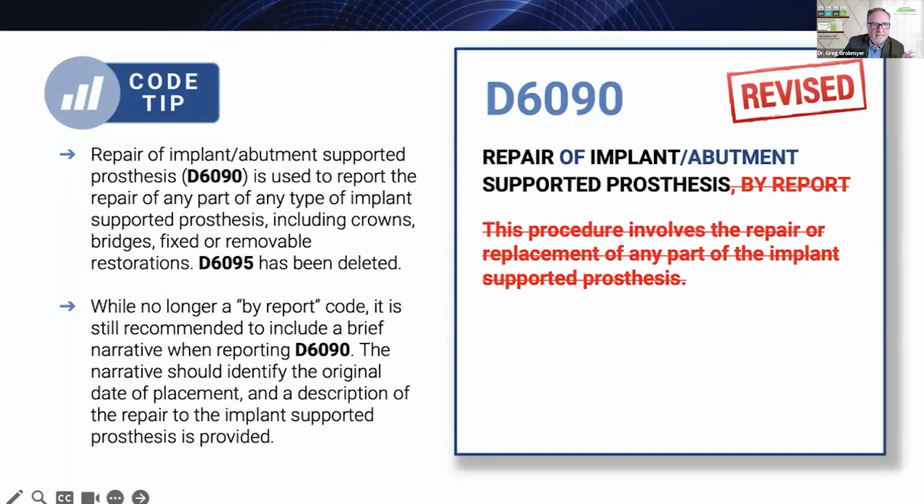Next, D6090. 6090 was the repair code for implant supported prosthesis. So this is any type of implant supported prosthesis. So it could be an all-on-4, it could be a single crown, okay, whatever. If you're needing to repair the porcelain on a single crown, that's going to fall under the 6090 code.